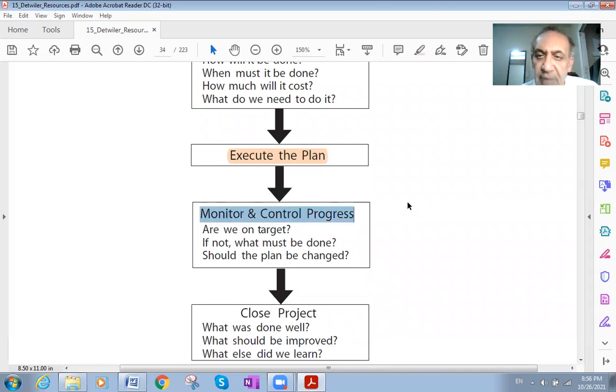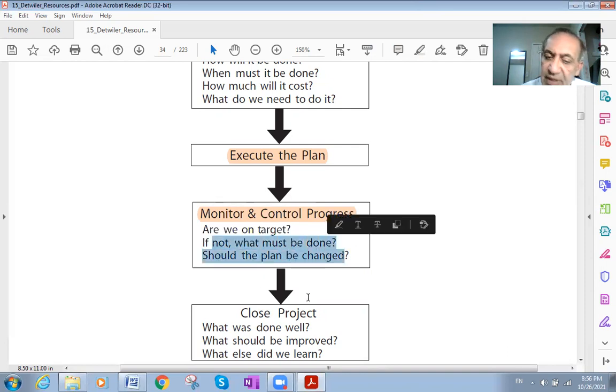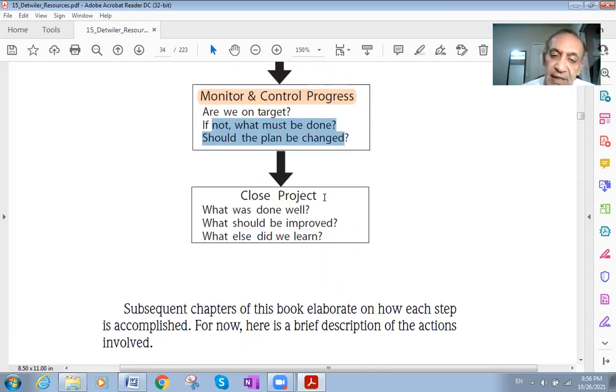Are we going based on what we planned? Are we on target? Are we on the right path? If not, what must be done? If there are corrective actions to be taken, what will we do? Then finally, close the project. What was done well? What should be improved? And what else did we learn?